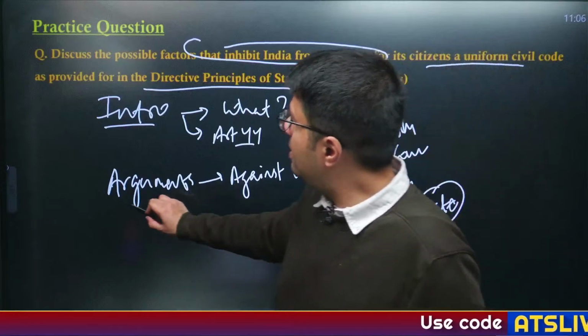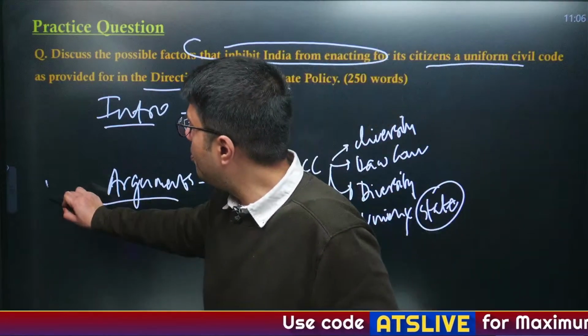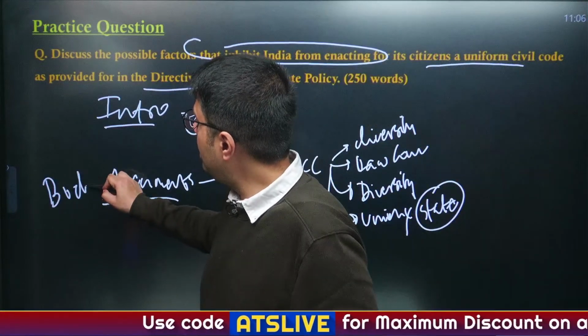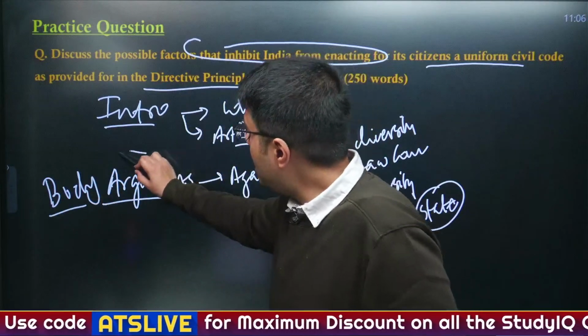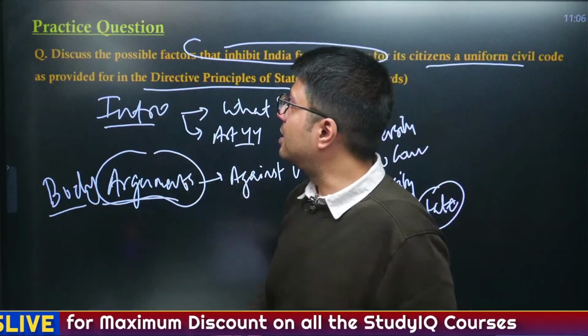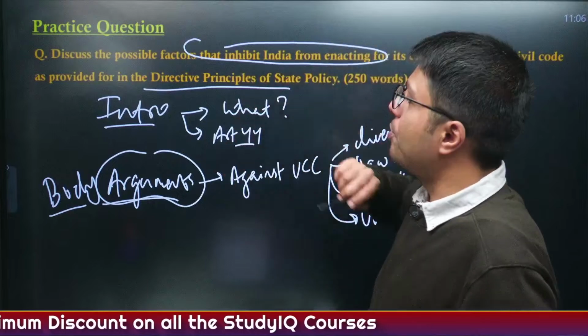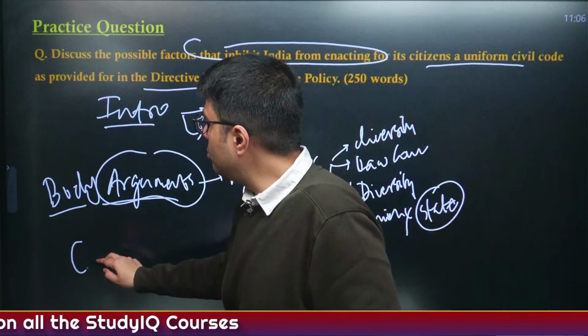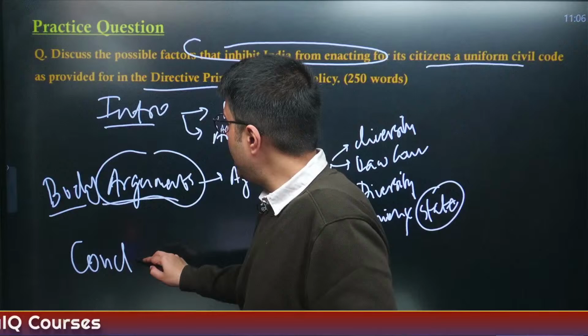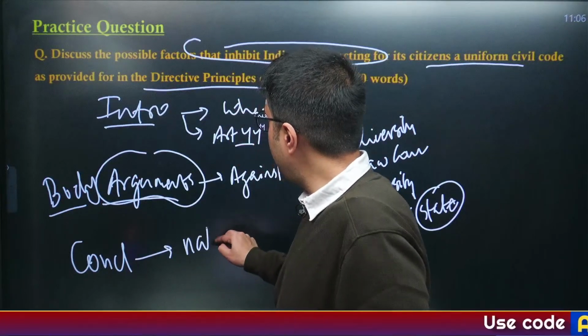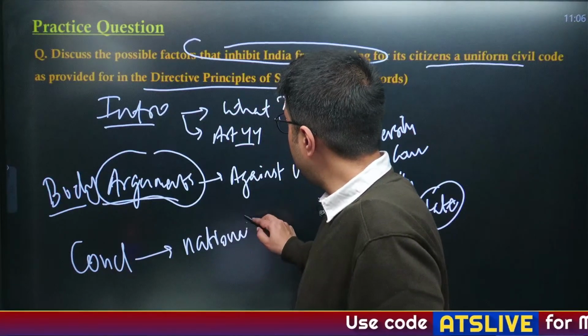So this is the part of your body where you will write the arguments which are against the implementation of UCC, right? So this is how you will approach this answer. Now, in conclusion of your answer, you will highlight the need that first of all, there is a need for national consensus on the issue.